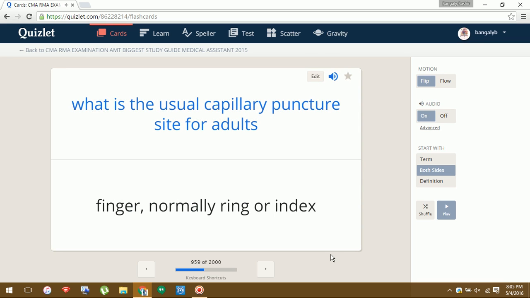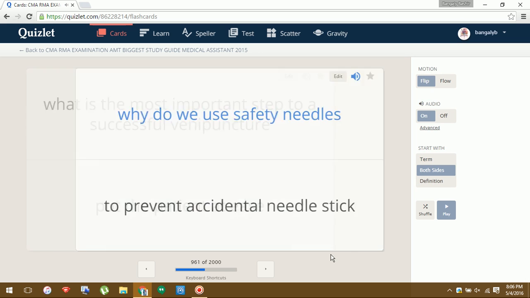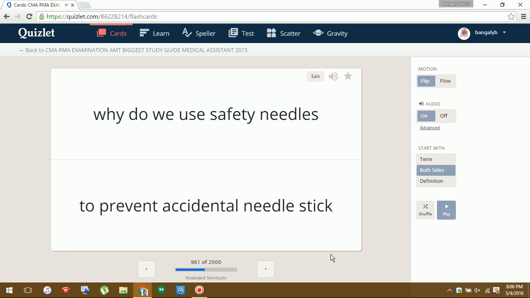What is the usual capillary puncture site for adults? Finger, normally ring or index. What is the most important step to a successful venipuncture? Put the patient at ease. Why do we use safety needles? To prevent accidental needle stick.